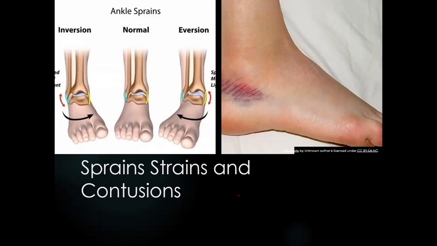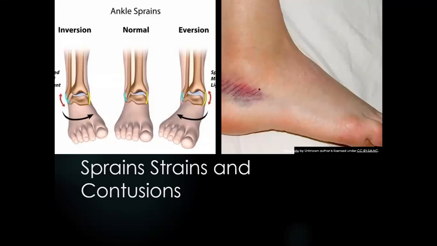Eversion, where you're going out, so it's considered a pronation type injury. Or when you're talking about the foot and ankle, it's actually considered an eversion, which is pronation, which I don't know why we don't use the same ones, but we don't. And then an inversion, which is much more common, is another injury that we see tons, and that's super common.